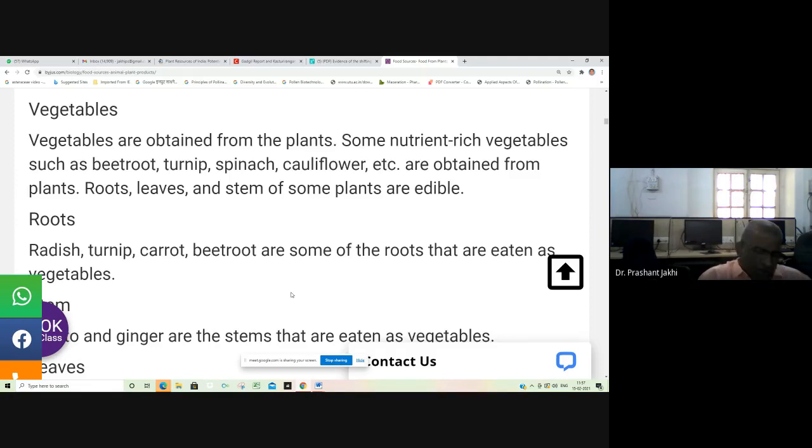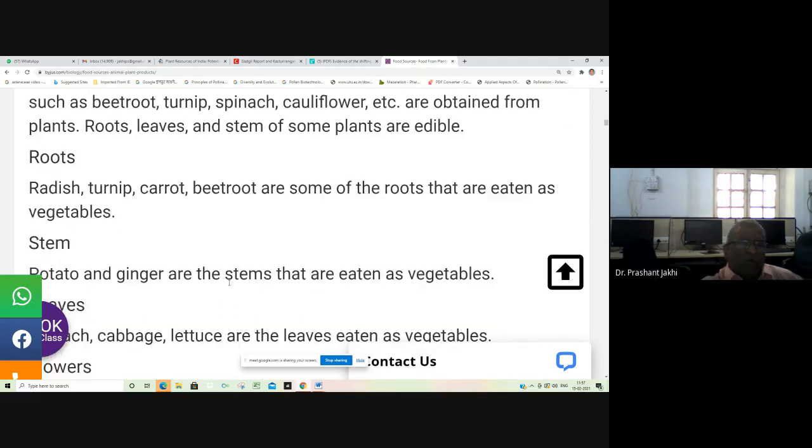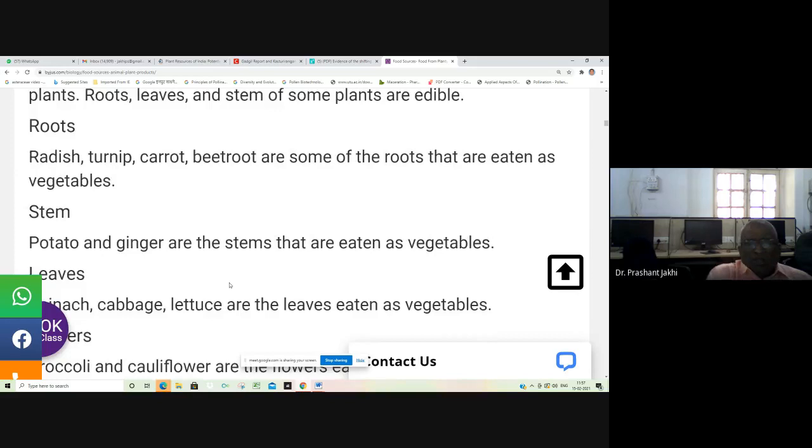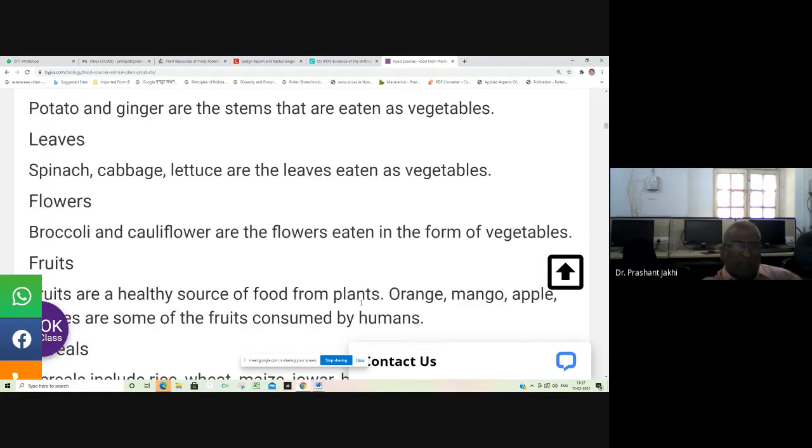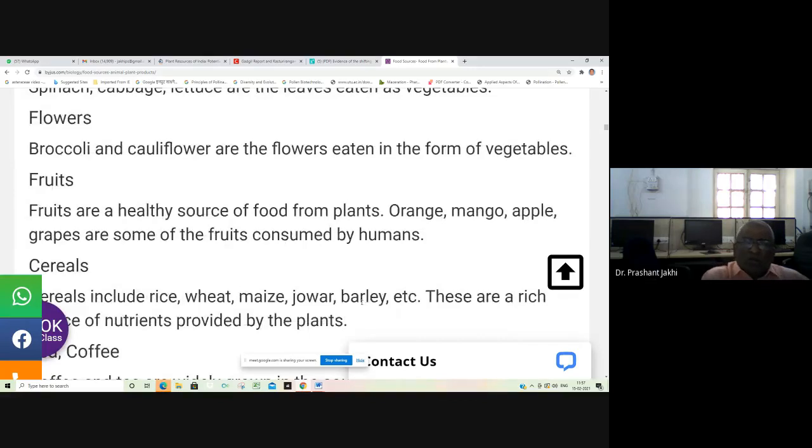Now, some of the vegetables are obtained from roots, and these are like radish, turnip, carrot, beetroot. These are some of the roots which are used as food material. Then stem: potato, ginger are the stems that are eaten as vegetables. Then leaves: spinach, cabbage, lettuce, these are the leaves which are used as vegetables. Flowers: broccoli, cauliflower are the flowers eaten in the form of vegetables.